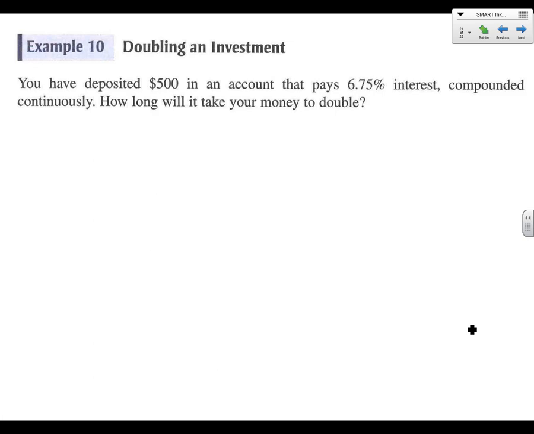Last example. All right, this is continuous compounding, so we're going to use our A equals Pe to the rt. We put in $500 at a rate of 6.75%, and we want to know how long it's going to take us to double our money. So we're going to double our money and end up with $1,000. So let's solve for t.